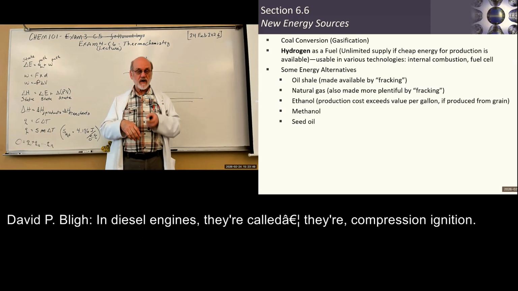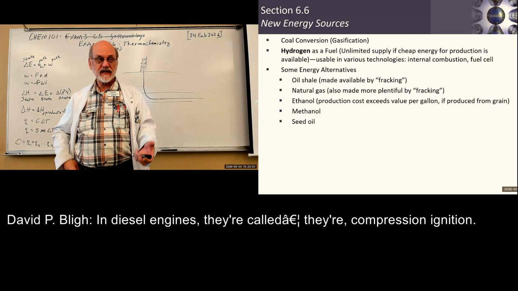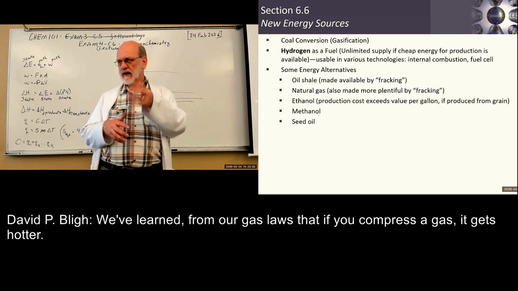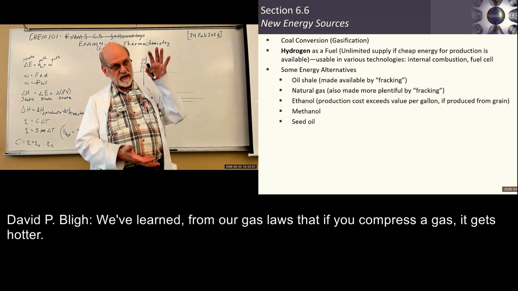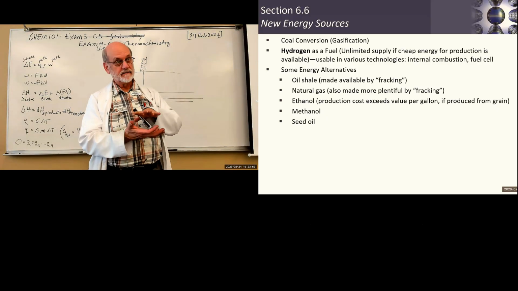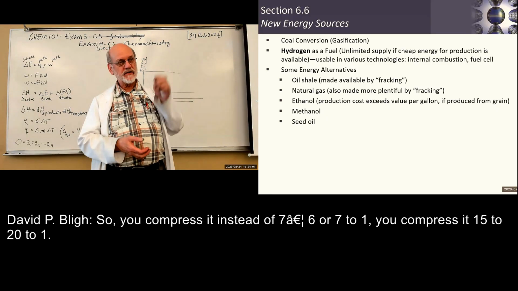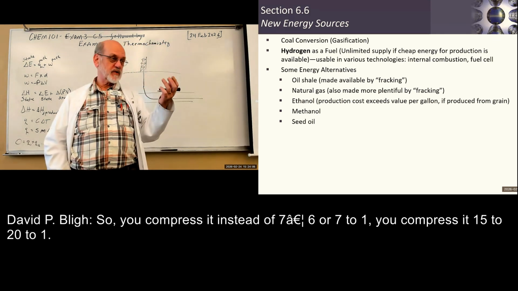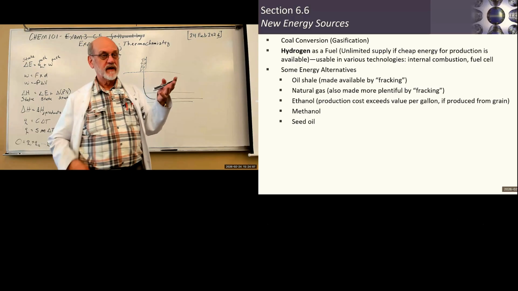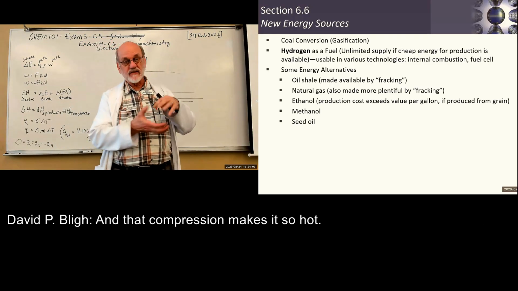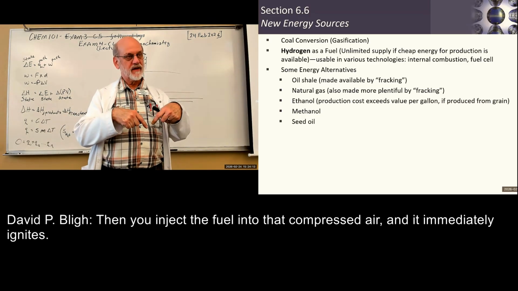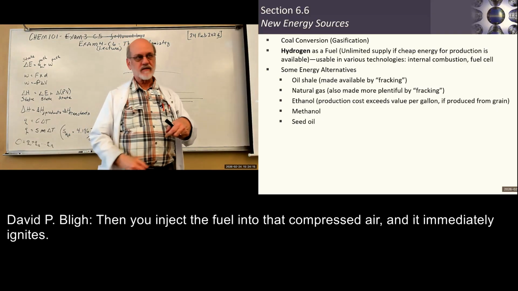In diesel engines, they're compression ignition. We've learned from our gas laws that if you compress a gas, it gets hotter. So you compress it, instead of 6 or 7 to 1, you compress it 15 to 20 to 1. And that compression makes it so hot that when you inject the fuel into that compressed air, it immediately ignites.